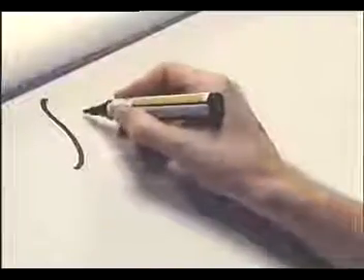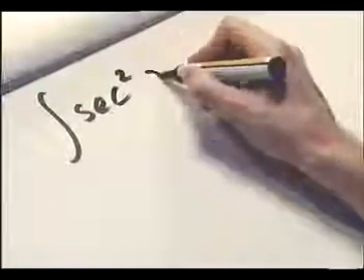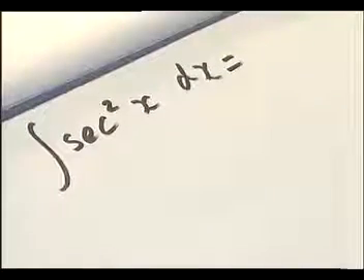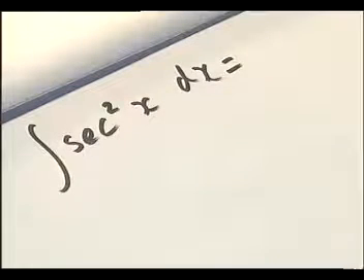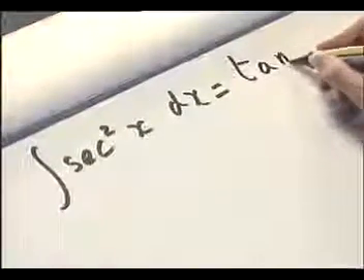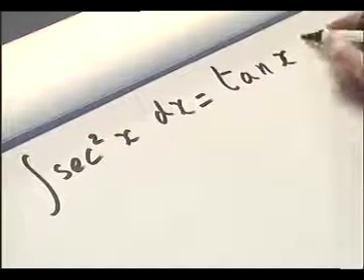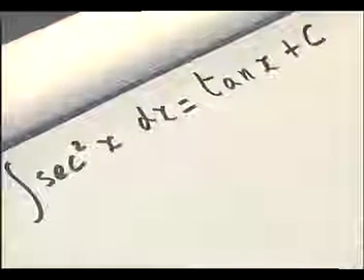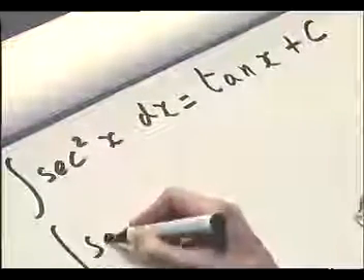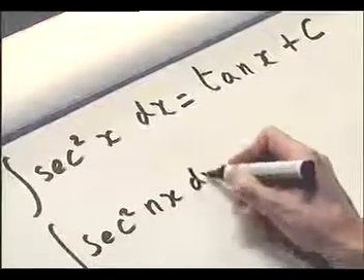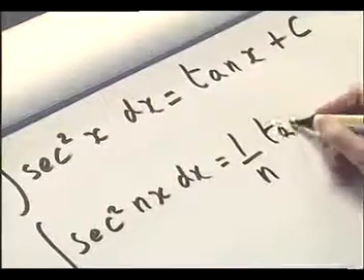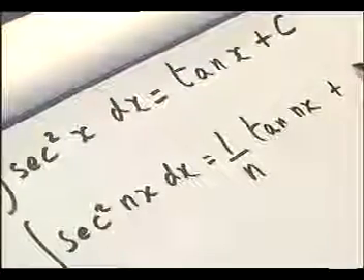There's another one that we can take, and that is the integral of sec squared x dx. When we did the differentiation of tan x, we saw that you got sec squared. And so if we reverse that, the integral of sec squared x must be tan x plus a constant of integration, c. And if we've got sec squared nx dx, then again, this must be 1 over n tan of nx plus c.